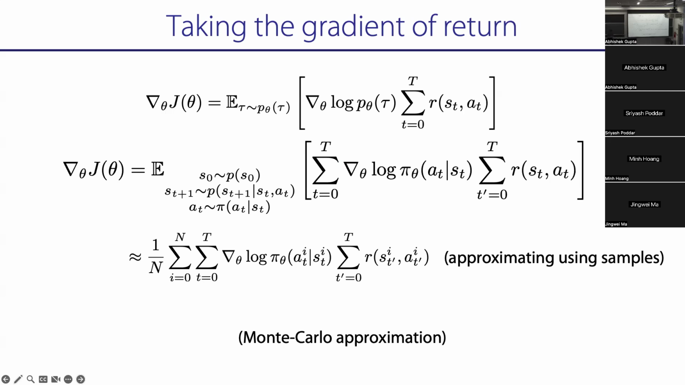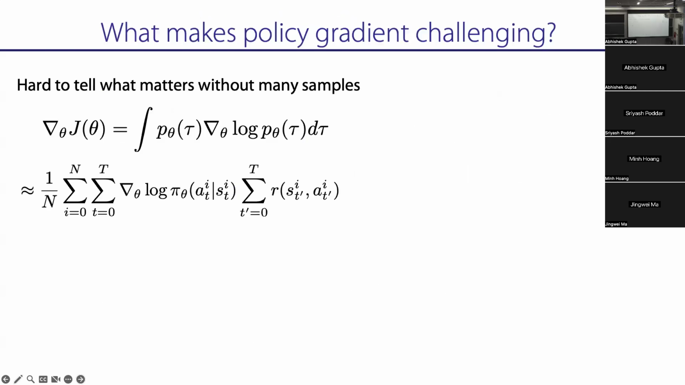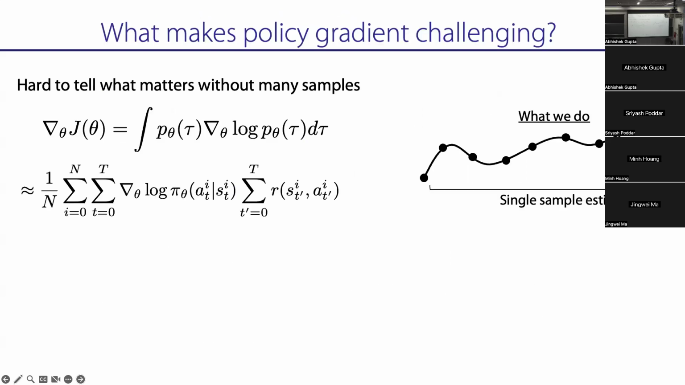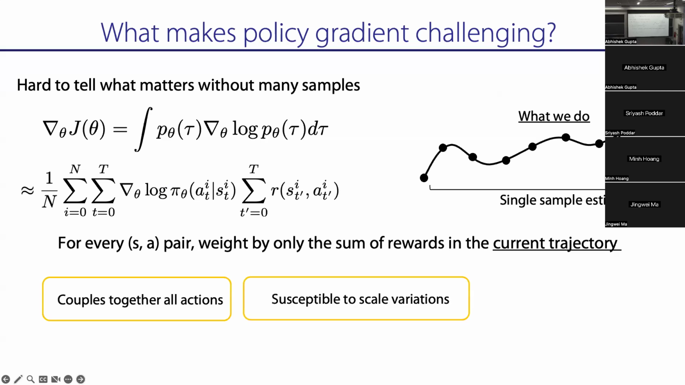High variance, right? So the issue with this algorithm is that there's high variance, which means it's hard to tell what matters without a lot of samples. Because you're using a single sample estimate, you weight by the sum of rewards in the current trajectory. And the current trajectory is susceptible to coupling together of all the actions. It's susceptible to lucky or unlucky samples. It's susceptible to scale variations. You have high variance, right?